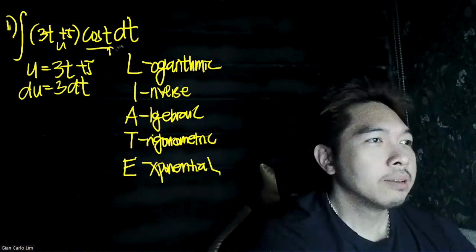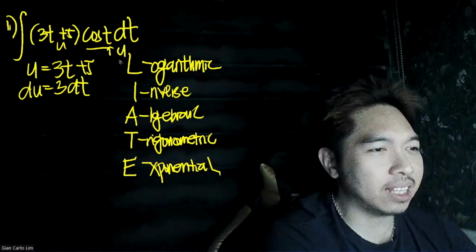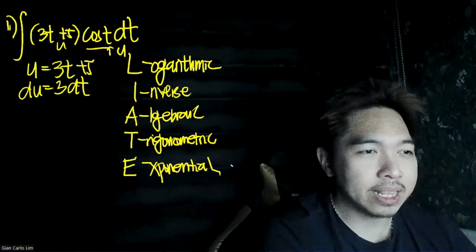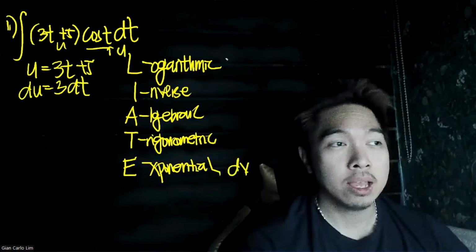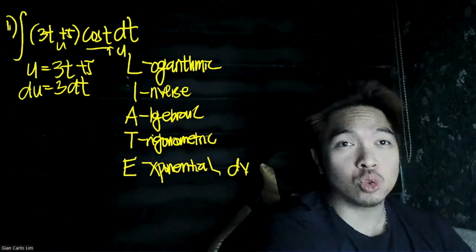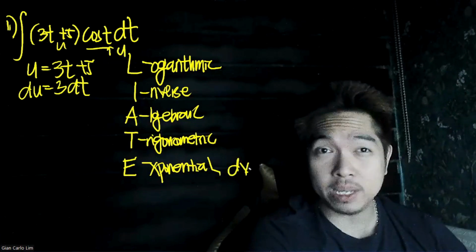So this will be the hierarchy of u. The first should be logarithmic down to exponential, and then from exponential, that would be dv, going upwards to logarithmic. Therefore, u will be the one to be differentiated, and dv will be the one to be integrated.